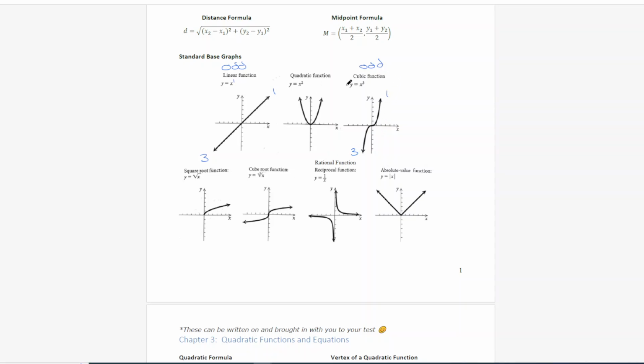So every odd positive graph looks like this, whereas if you had an odd negative, you could picture these graphs as reflections over the y-axis, and they're starting in quadrant 2 and ending in quadrant 4.